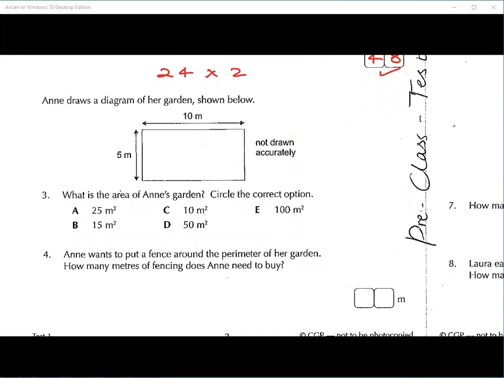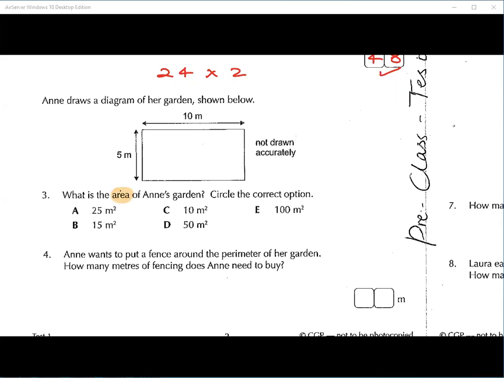And we have our next student. Let's have Aisha. Haven't heard you all day today. Aisha, read the question. The diagram of her garden is shown below. What is the area of Annie's garden? Circle the correct option.